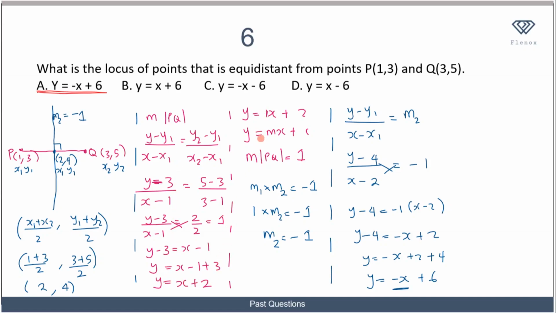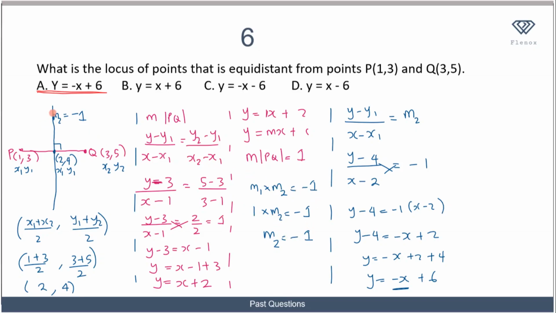When we compared it to y equals mx plus c, we found that the slope of that line is equal to 1. Since the line is perpendicular to this line, we know that the product of their slopes must be equal to minus 1. So we now use that value to find the slope of this other line here, and we found the slope to be equal to minus 1.